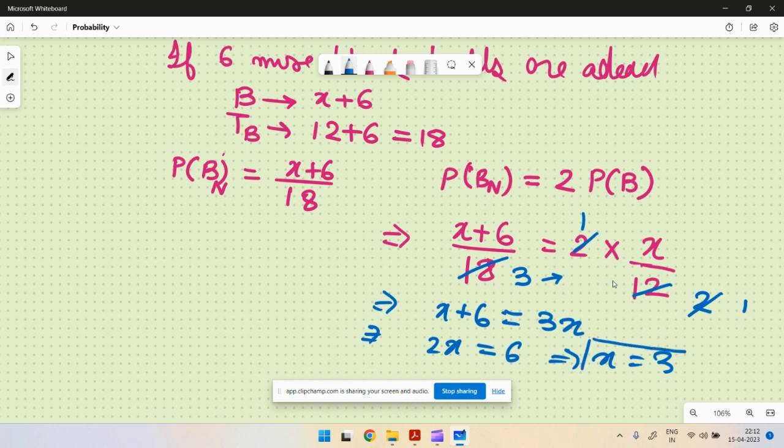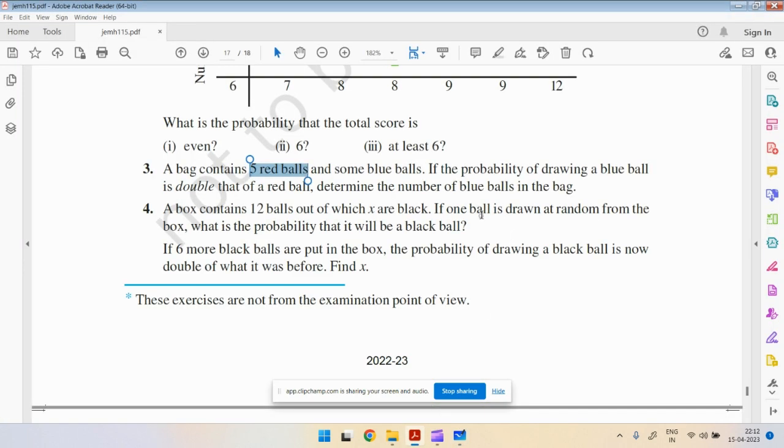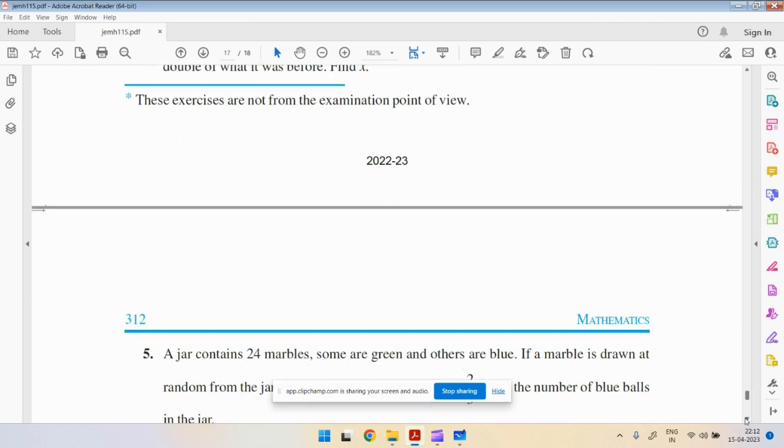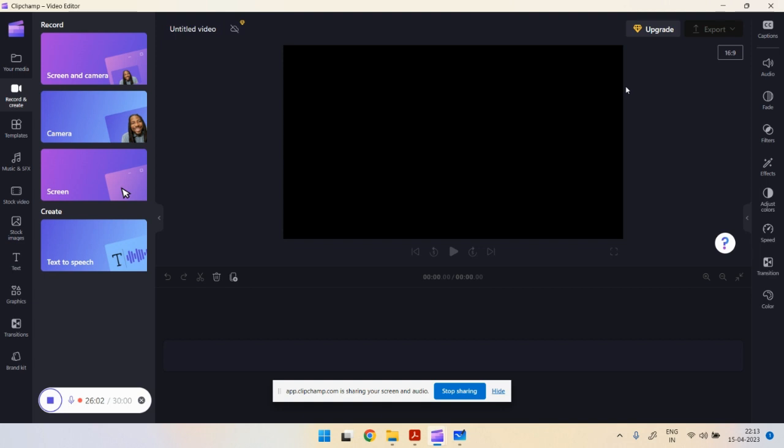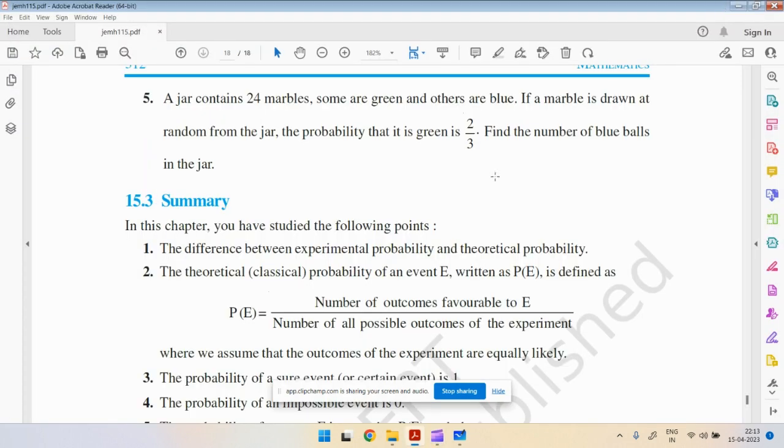The value of x is 3, which is the answer. Next is question number 5. A jar contains 24 marbles. Some are green and others are blue. If a marble is drawn at random from the jar, the probability that it is green is 2/3. Find the number of blue balls in the jar. So it says that there are 24 marbles, some are green and others are blue.